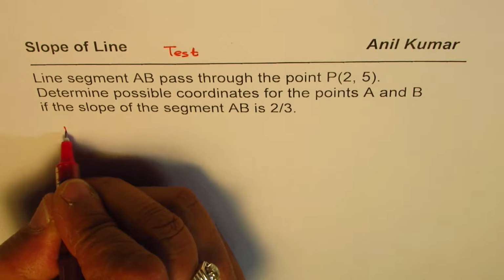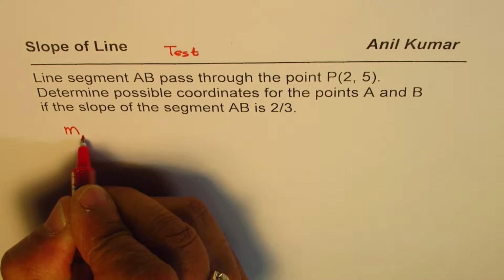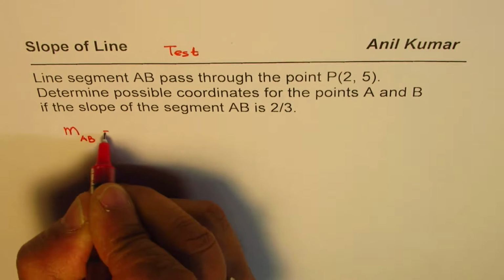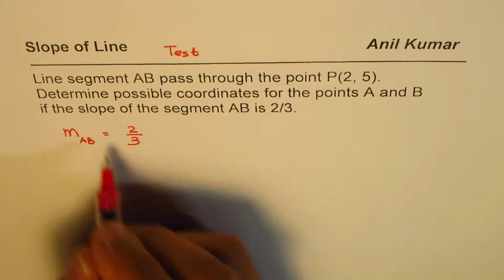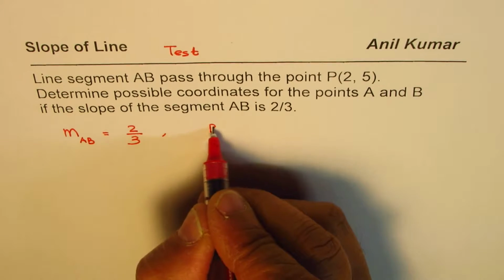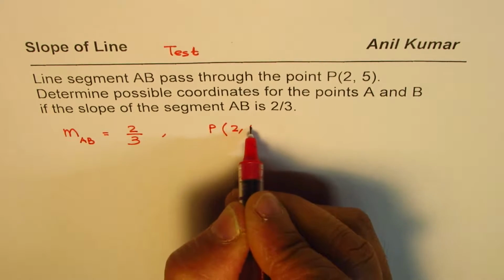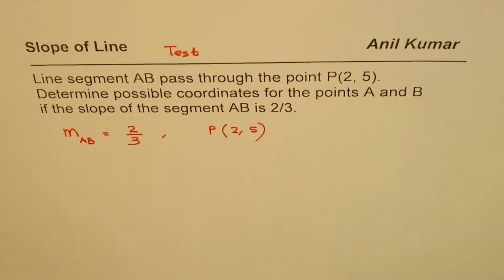So we are given that the slope m of the line segment AB is equal to 2 over 3, and we are also given that this line passes through a point P which is (2, 5), right? That is the question for you. I hope the question is absolutely clear. Now you can pause the video, answer the question, and then look into my suggestions.